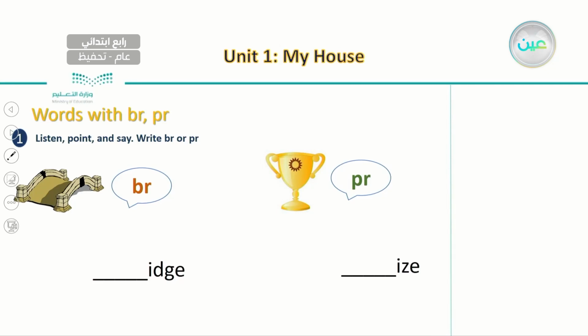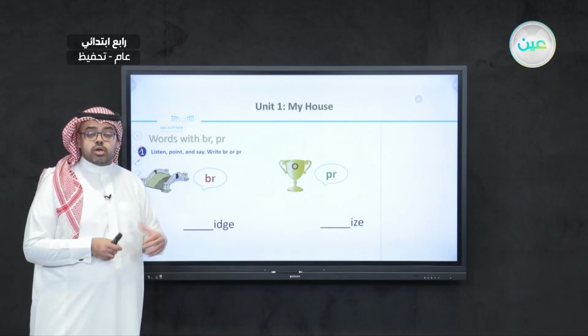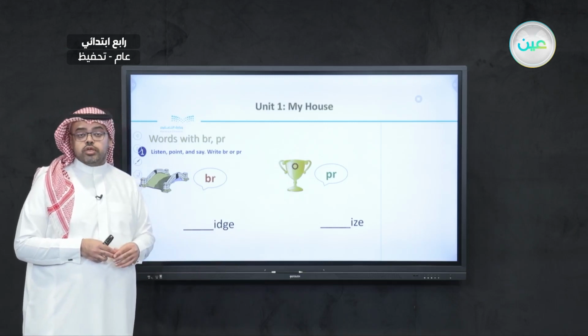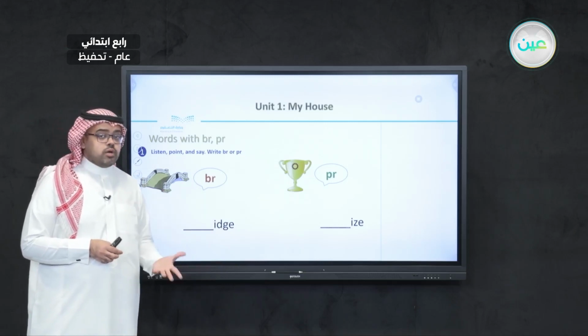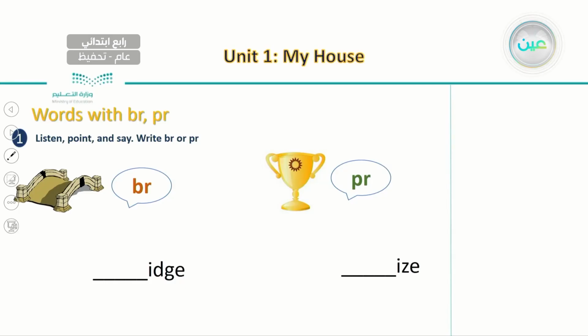So let's start with the first exercise. Listen, point, and say, and then write either BR or PR. Here we have BR and here we have PR. We're going to listen to words and decide what we should write with each of them, and we're going to listen to them again. So the first word we have is the word bridge.